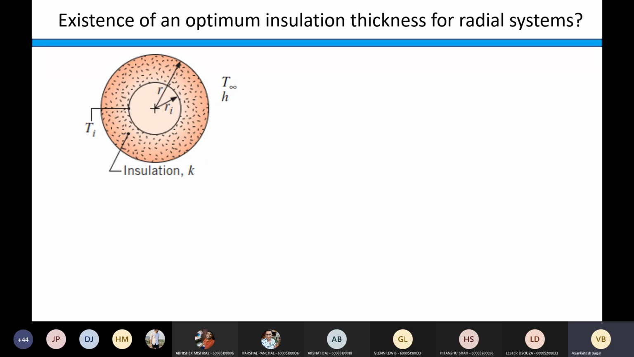So I am taking the cylindrical kind of a system. Then I have the inner radius Ri and the outer radius, I am taking the outer radius as R. Then on the outside there is a fluid at temperature T infinity, and the heat transfer coefficient is small h at the outside surface. And this thickness is nothing but the insulation thickness having thermal conductivity K. And the inner surface temperature is Ti here, right?